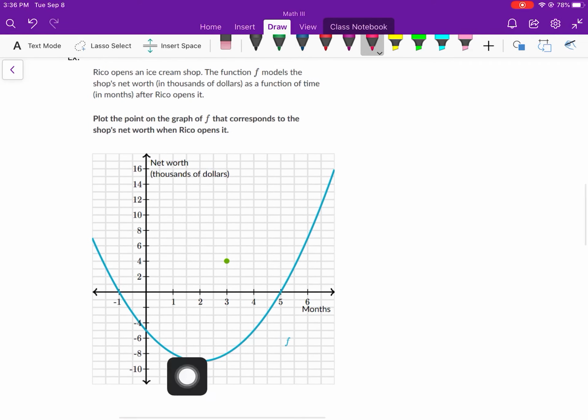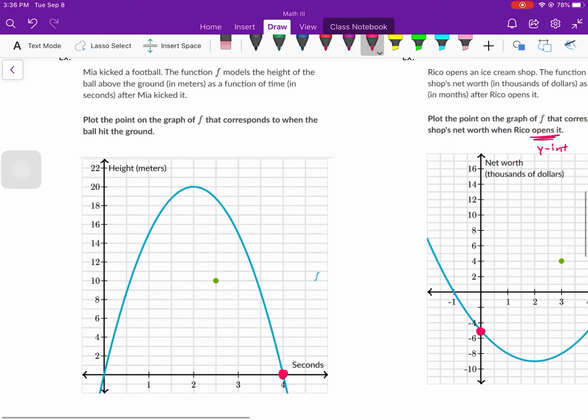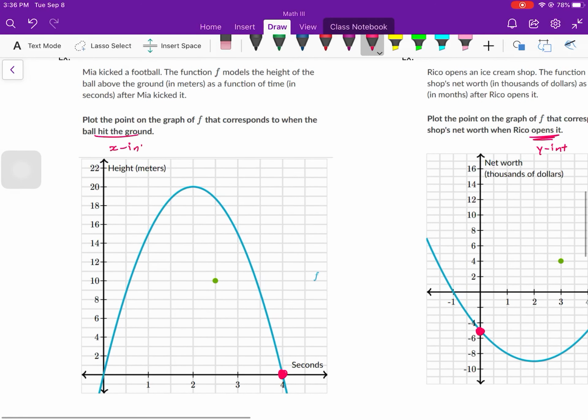Plot the point that corresponds to the shop's net worth when he opens it. So when he opened it is the starting value, which is the y-intercept. So that would go right here. I don't need to read the rest of this. You can already tell. This is the initial value, y-intercept. Hitting the ground, that's telling us x-intercept.